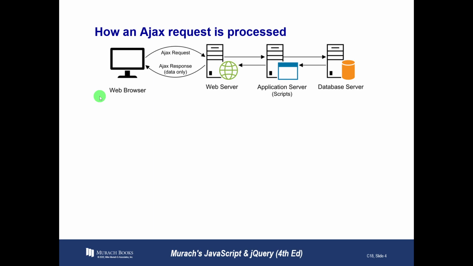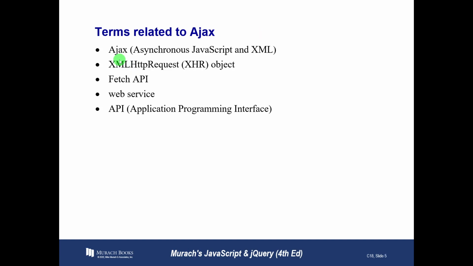AJAX works a little bit different. So we initially would get a web page from our web server, but then as the page is running, it makes a small AJAX request to the web server, and the web server just sends back small pieces of data that are used by JavaScript to update the current page. So AJAX stands for Asynchronous JavaScript and XML.